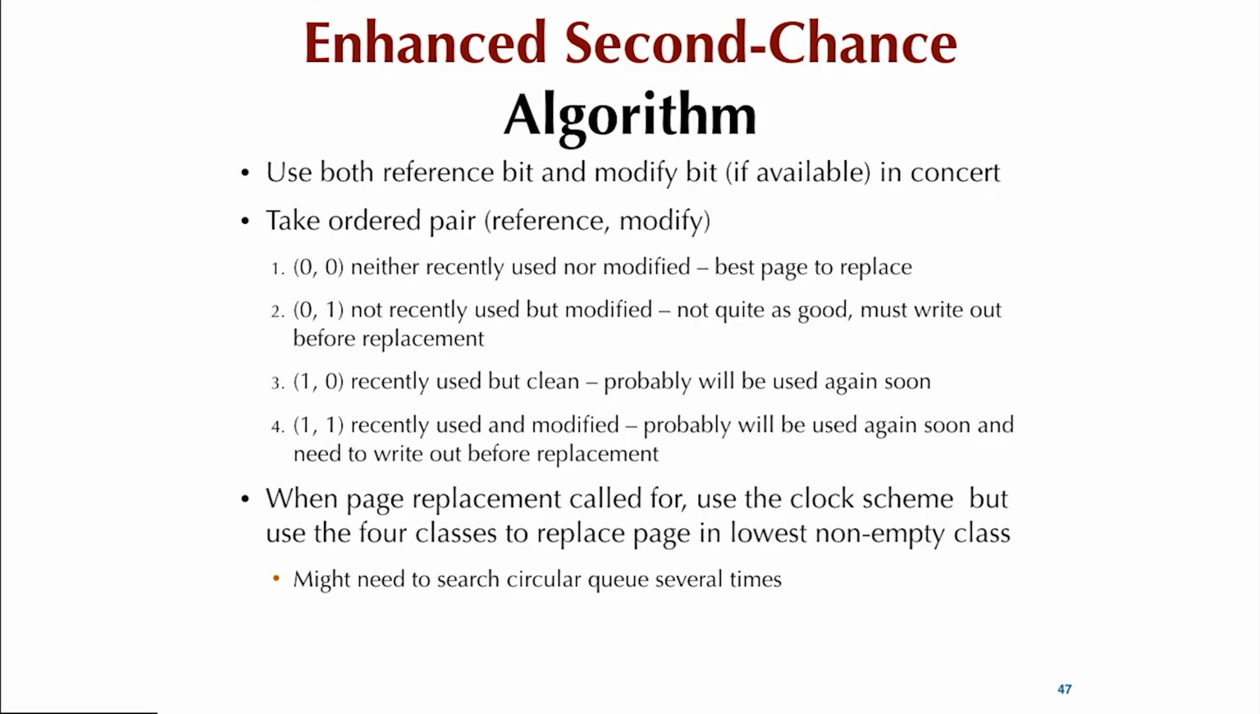So there's the enhanced second chance algorithm, which actually considers the modification state. So why modification state? Well, because it's more expensive to replace a page that is dirty, right? Because you have to page it out.